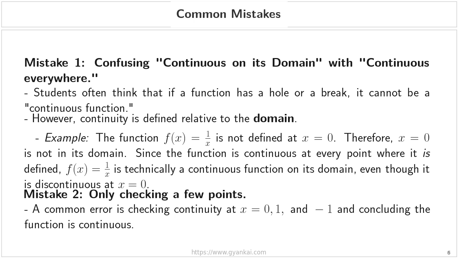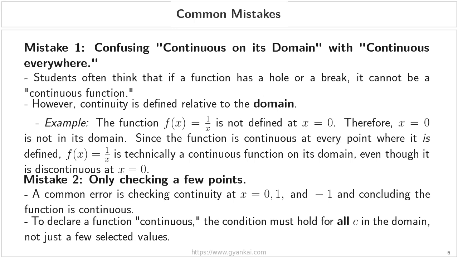A common error is to test the continuity of a function at a few convenient values, such as x equals 0, 1, or -1, and then conclude that the entire function is continuous based on those results. As we established in our formal definition earlier, to officially declare a function continuous, the limit condition must hold for every single value of c within the domain. Checking a few isolated points is not sufficient. The property must be universal across the entire domain. Keep these distinctions in mind as we move to our final slide to summarize the key takeaways of this lesson.